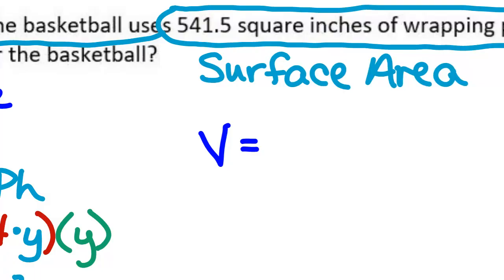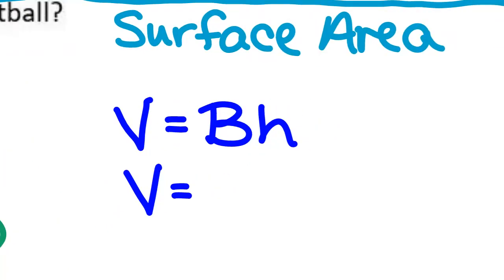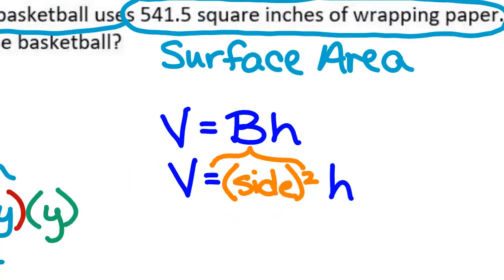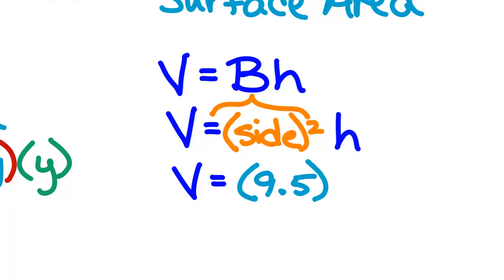How do I calculate the volume for a prism like this? Area of the base times the height. What shape is that base? Square. And I find that area by doing what? Side squared times the height. How big is the side? 9.5. So I would have 9.5 squared times another 9.5.